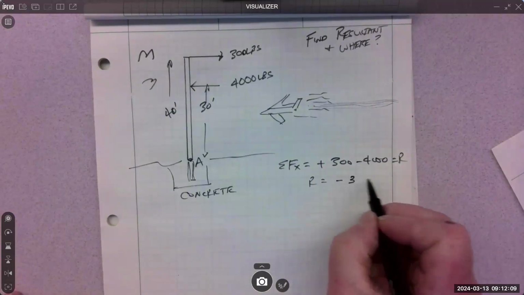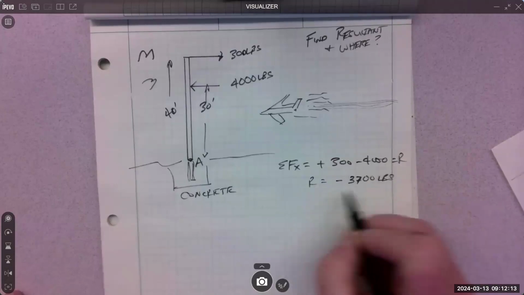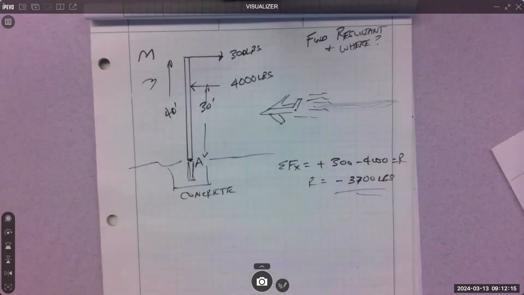Minus 3,700. So that is R. That's the resultant.